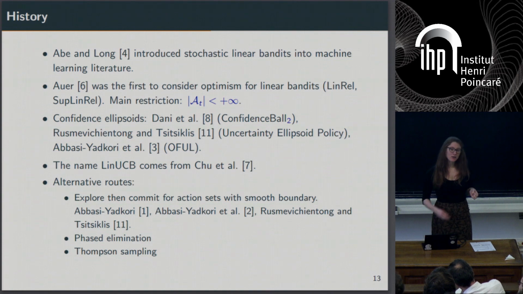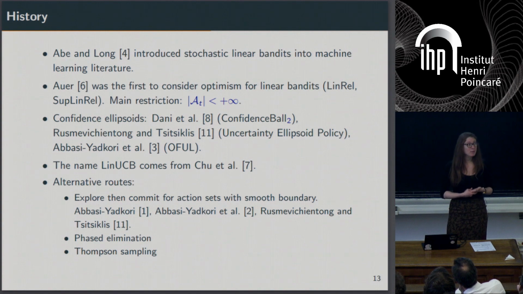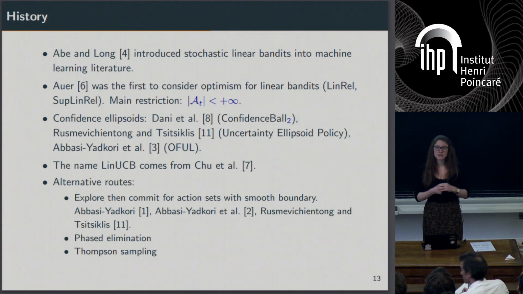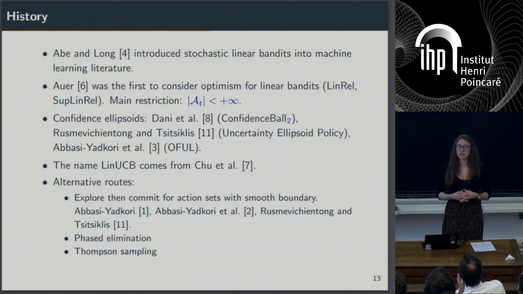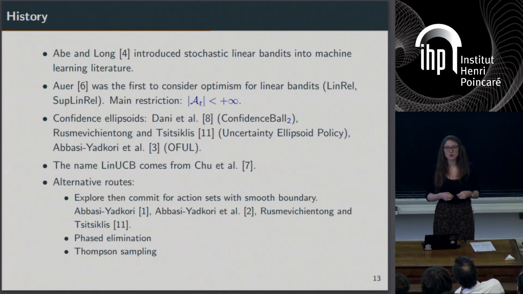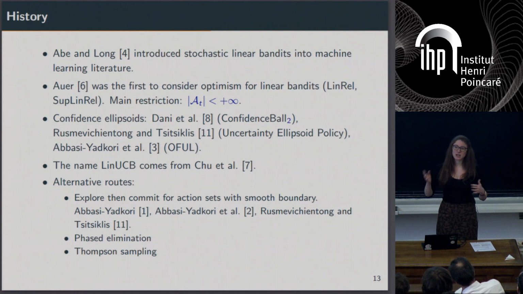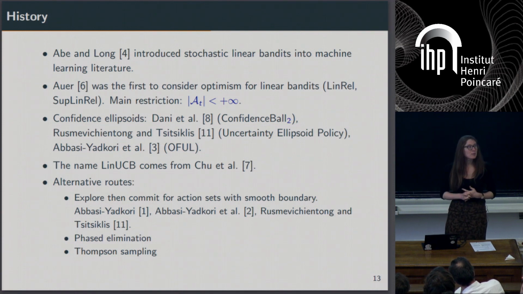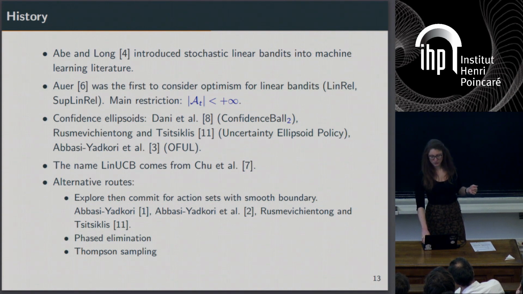This problem was historically introduced to the literature by Abe and Long, and then Peter Auer was the first to have the idea of designing confidence ellipsoids and using the optimistic principle for solving it. Confidence ellipsoids and concentration inequalities were refined time after time by authors like Abbasi-Yadkori et al. And you have alternative ways of solving linear bandits. You have Thompson sampling. You can do some elimination of the actions and things like that. But I will leave you all the references at the end.